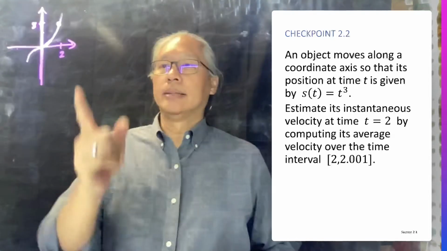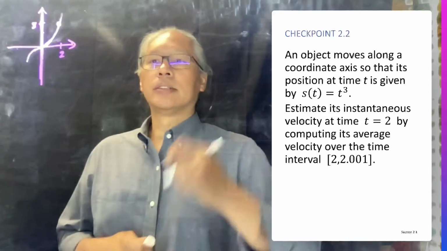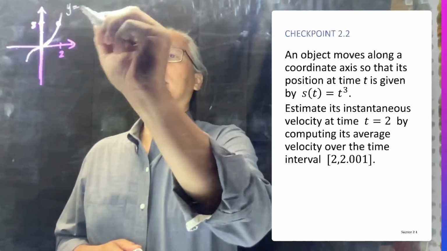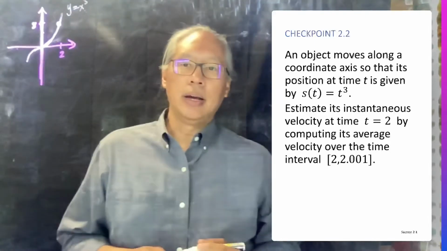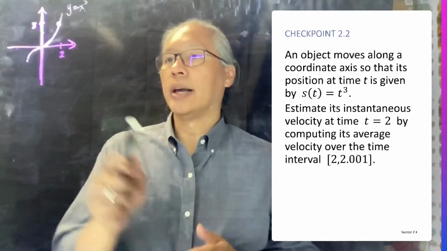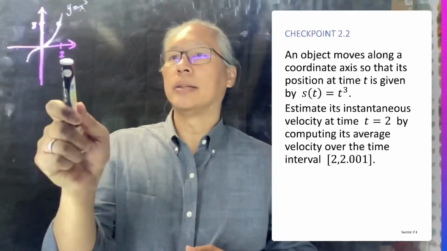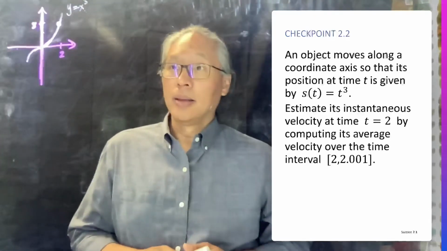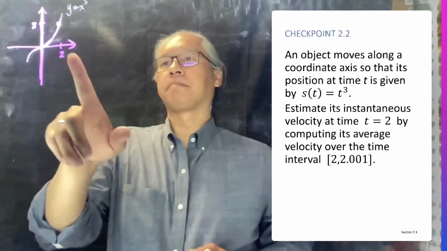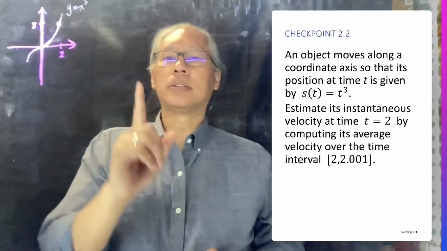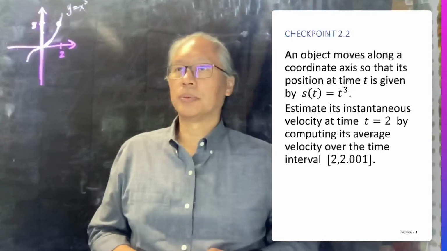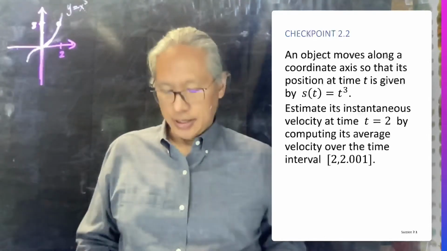All right, this is our graph. This is our graph y is equal to x cubed, and we are looking at the point 2 comma 8. That's when we put 2 in there, and then we want to go a little bit to the right of that to 2.001 and find the slope of the secant line.